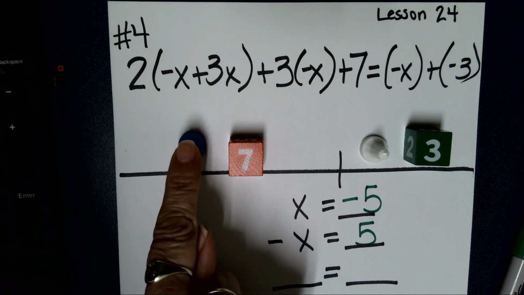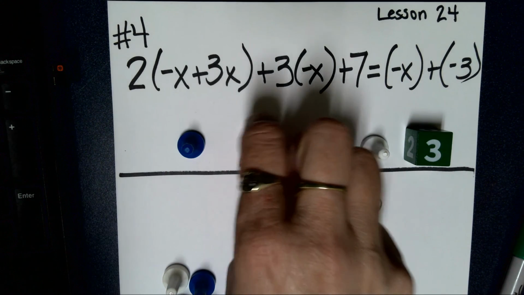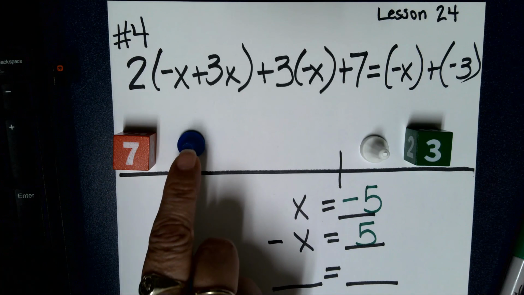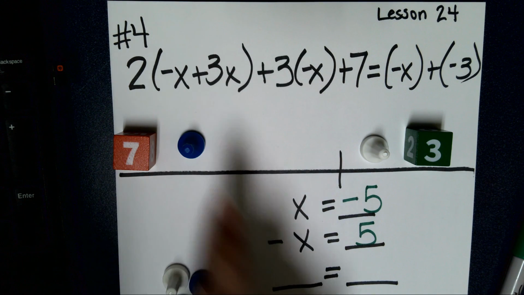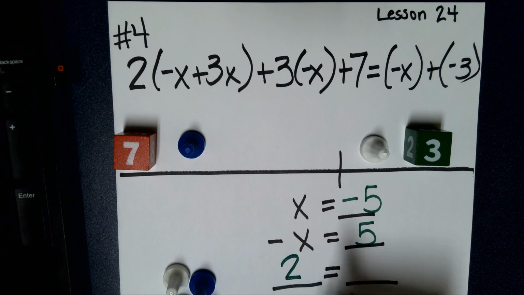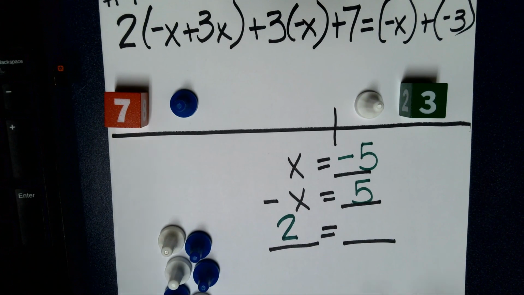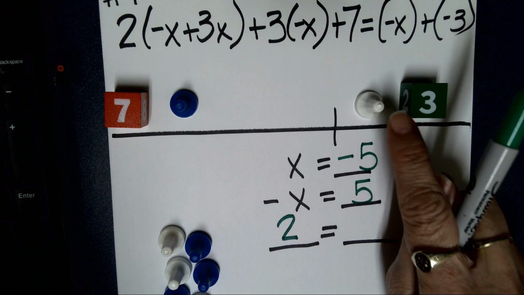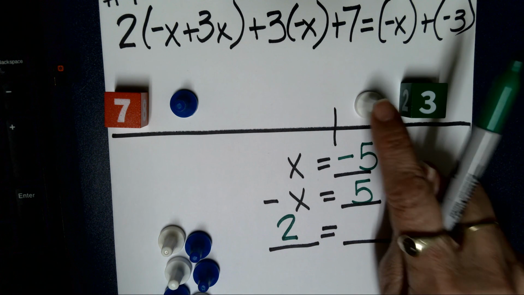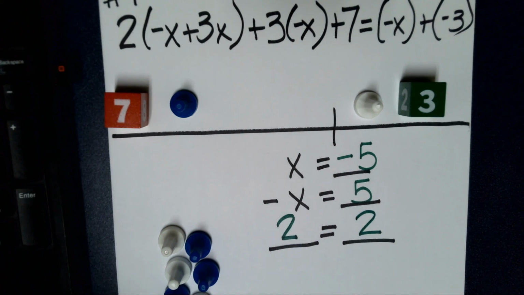So our x is negative 5. So we have negative 5 plus 7. I like to do it the other direction and do 7 minus 5, because I know 7 minus 5 is 2. And then on my right side, I have a star, which is 5, and 5 minus 3 is also 2. So my check is correct.